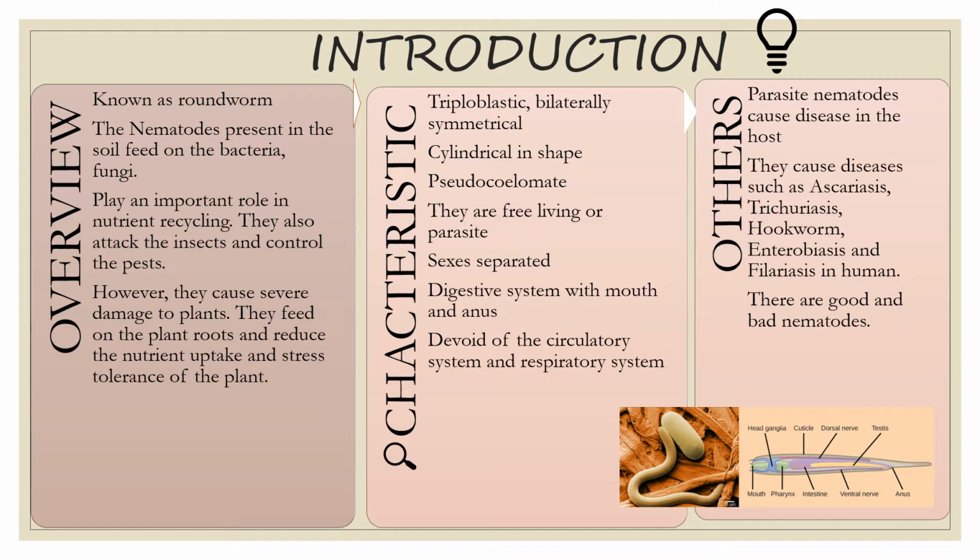Okay, next for the characteristics, it is triploblastic and bilaterally symmetrical. It is also cylindrical in shape and is pseudocoelomate. They are free-living and some of them are parasitic. Thus, the sexes are separated and the digestive system has a mouth and anus. And lastly, they are devoid of the circulatory system and respiratory system.